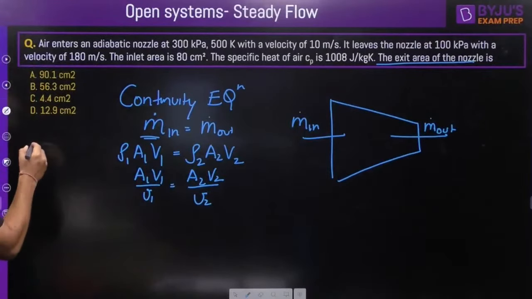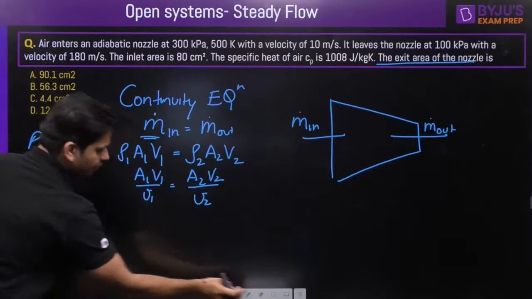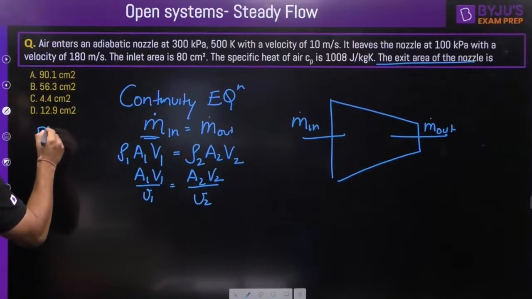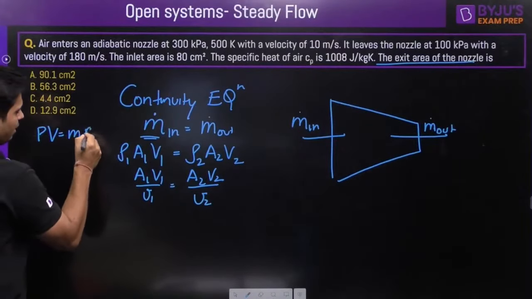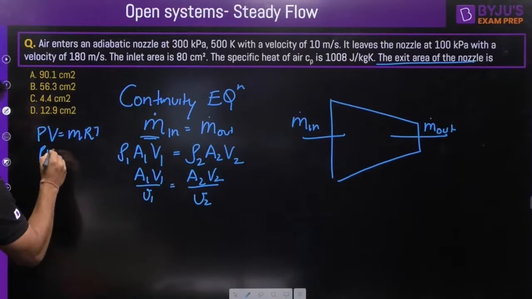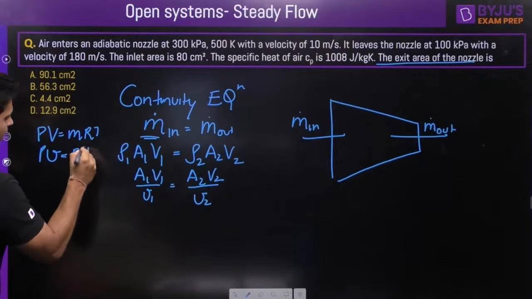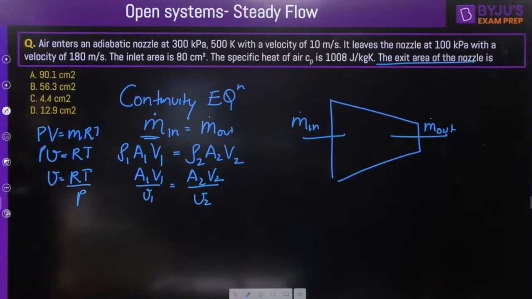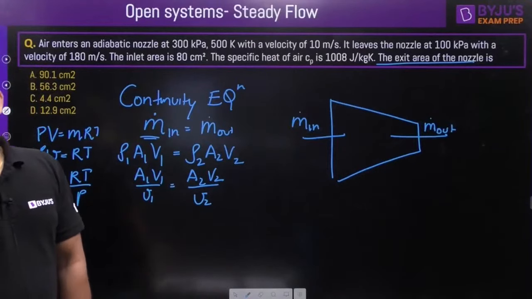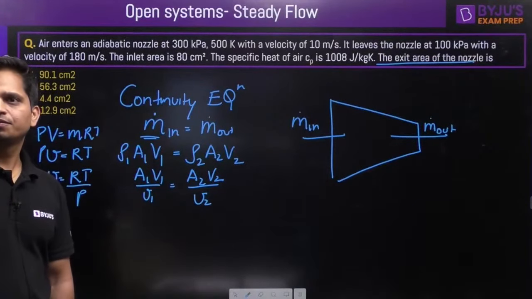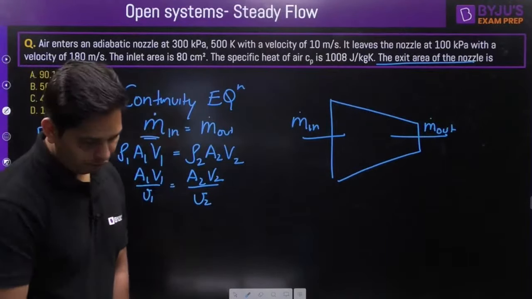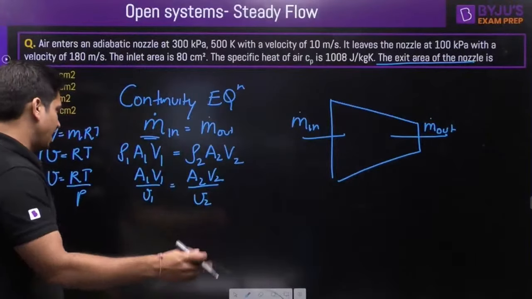Now we also know it is air. So can you calculate it very quickly? PV is equal to mRT, so P times specific volume is equal to RT, and specific volume is equal to RT by P. No, it's not 4.44. I am sorry, I don't think it's 4.44. Just check it again one more time.